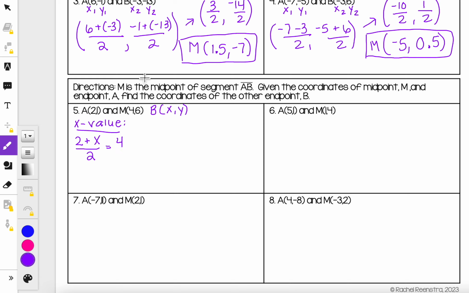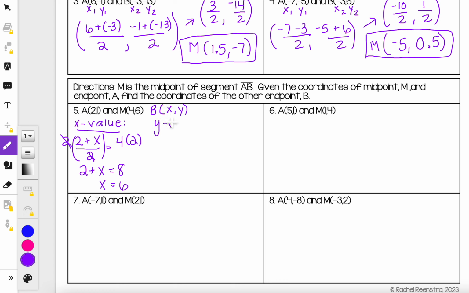So I know what the ending result is going to be. 2 plus whatever this coordinate x is, the average of that is 4. If I wanted to solve for x, the first thing I'm going to do here is multiply both sides by 2. So I'm going to have 2 plus x equals 8, and x is going to equal 6. Okay, so I found the x coordinate of B.